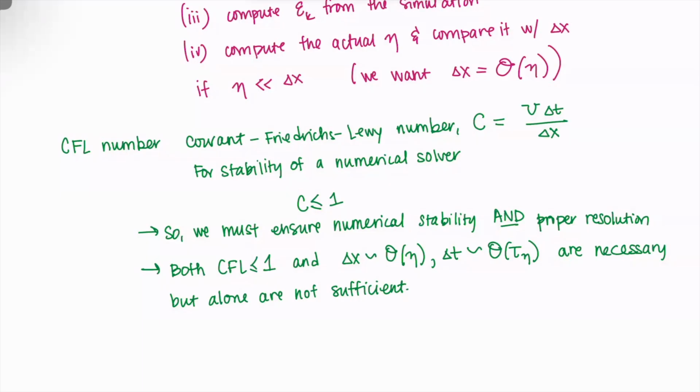Yeah, I think typically, this is a little bit of a hand-wavy statement that I'm going to make. But typically, if you are resolving the Kolmogorov length scale sufficiently, and you're using CFL as a constraint for your time step, generally you should be pretty okay. But it is good to check just in case, especially if you are looking at very high Reynolds number flows.